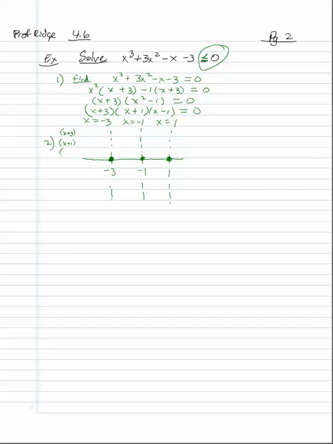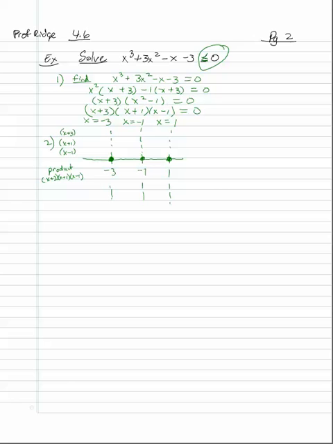I'll show you both the sign and the graph. And then we've got the product: x plus 3, x plus 1, x minus 1. This way is pretty fast.